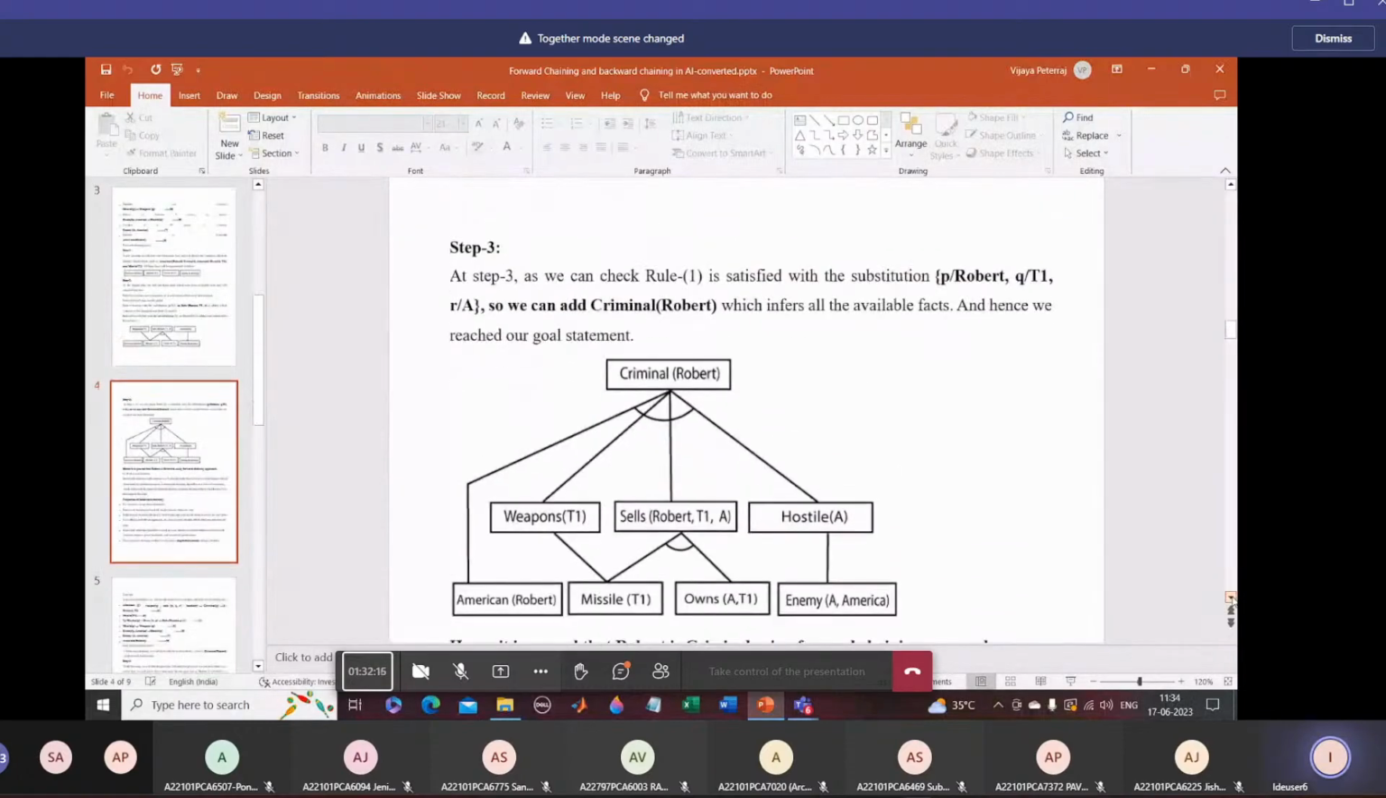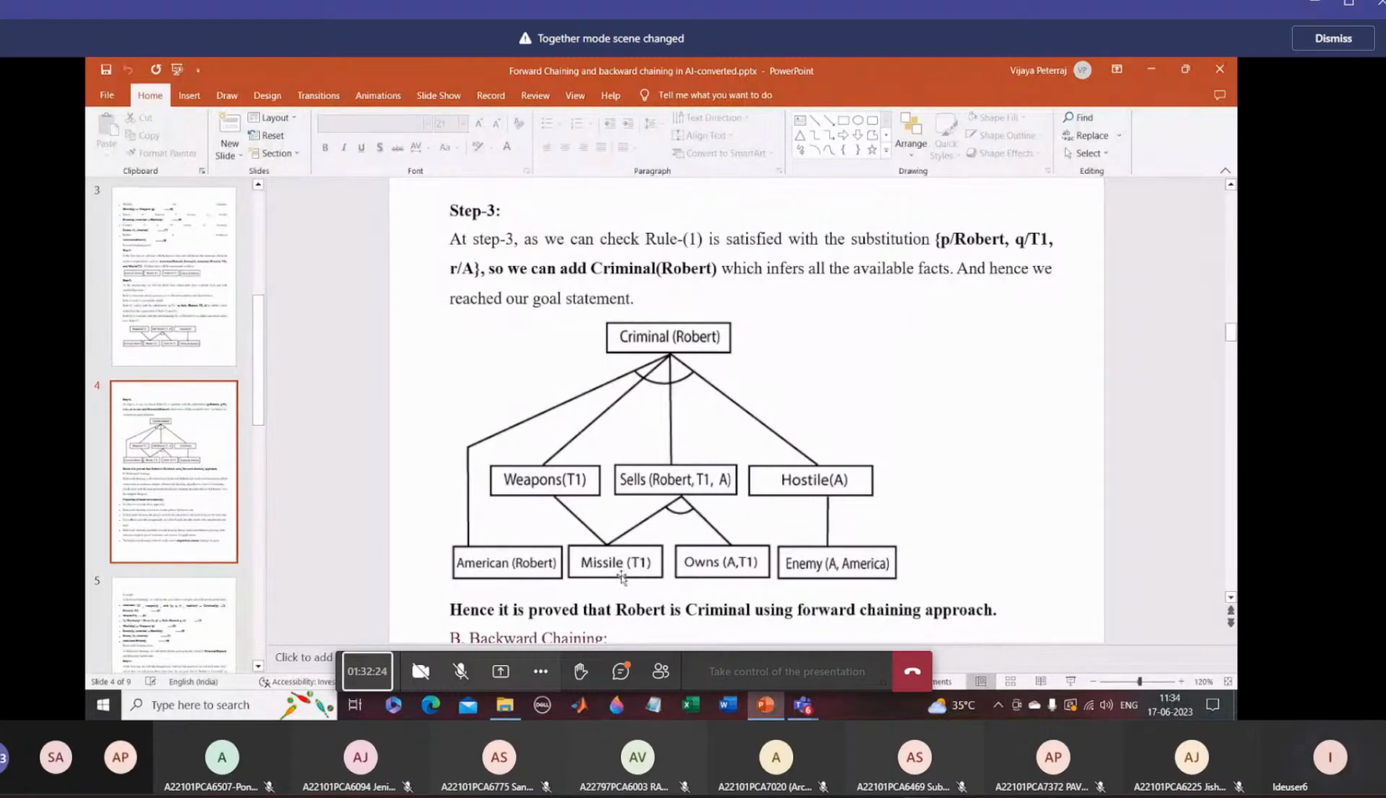So final step 3, you can say that. Up to now we have T1 is a missile. Missile means weapons. And looking at both, Robert sells the weapons to the country A because A has got some weapons. We have already given weapons here, so T1 here is weapons. Who is that A? Country A is an enemy of America, as we have implied. So with this you can say A is an enemy country. Robert has sold weapons to the country A. So Robert has sold the weapons to the country A, which is an enemy country of America.